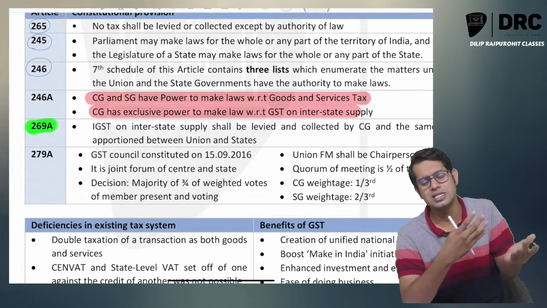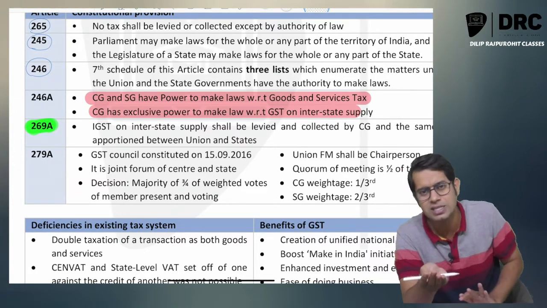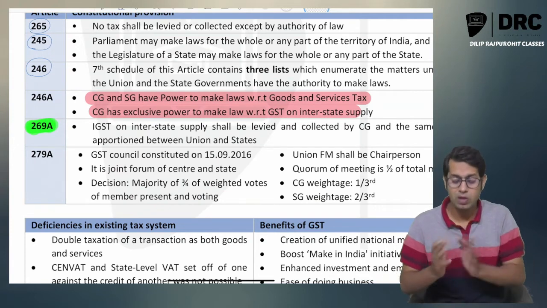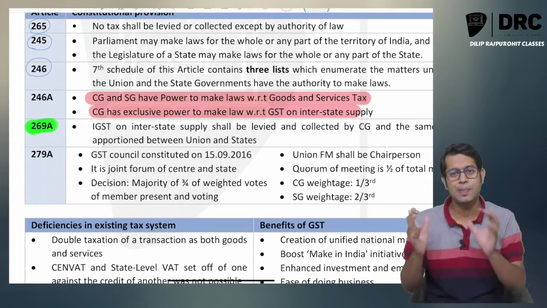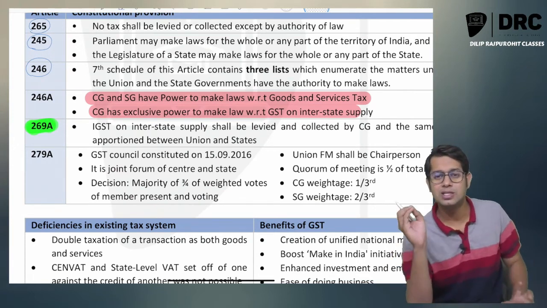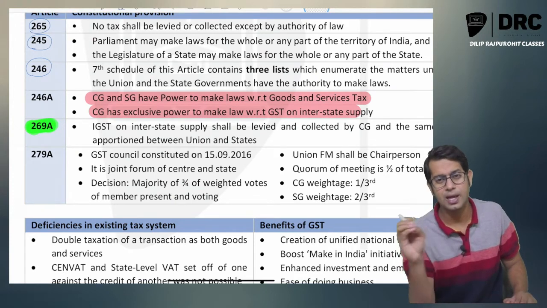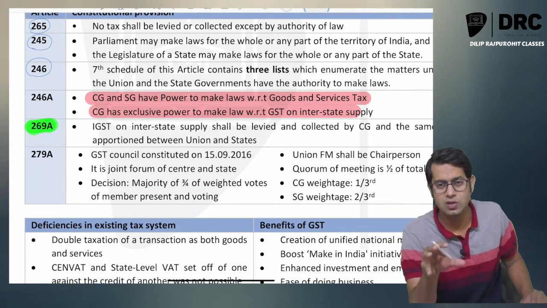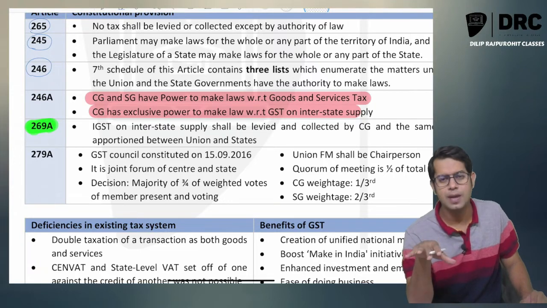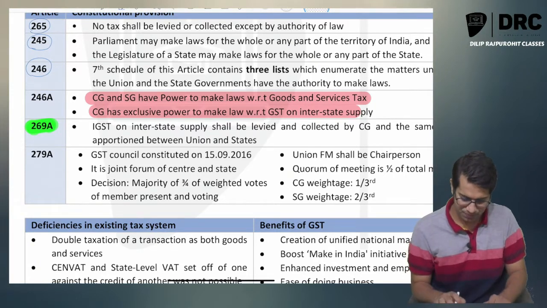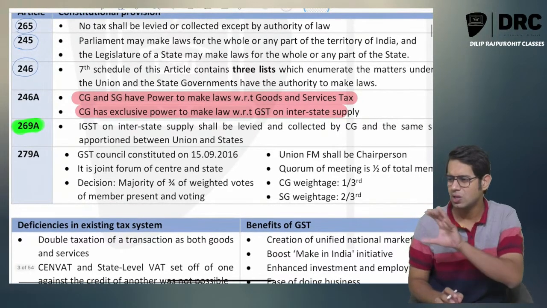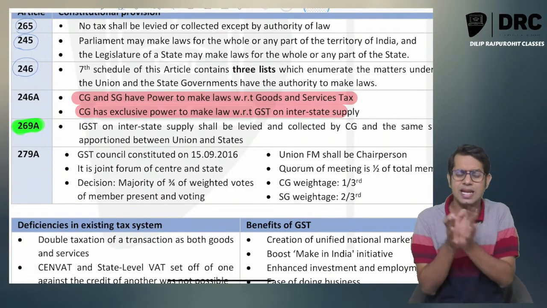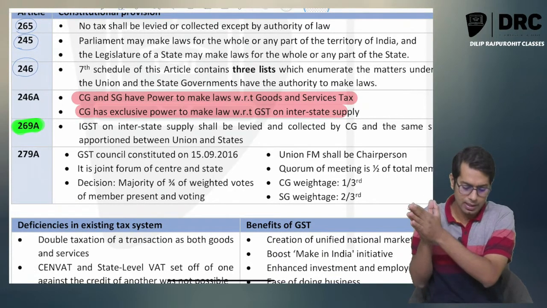In case of interstate supply, you will have to pay a type of tax called IGST. For knowing whether a particular transaction is interstate supply or intrastate supply, there is a concept called place of supply. In respect of that place of supply, only the central government can make the laws. Who gave that power? Article 269A. This Article 269A exclusively talks about interstate supply.